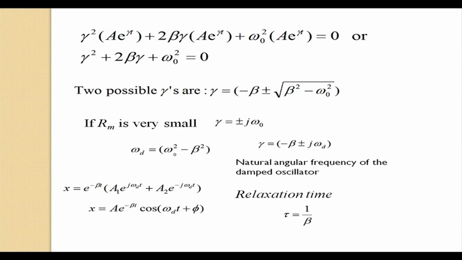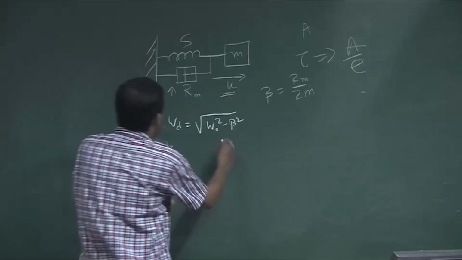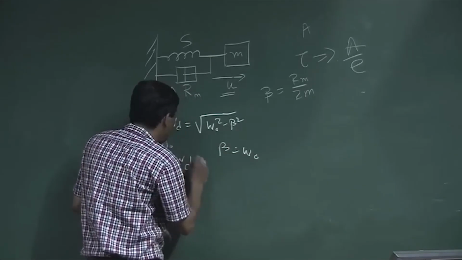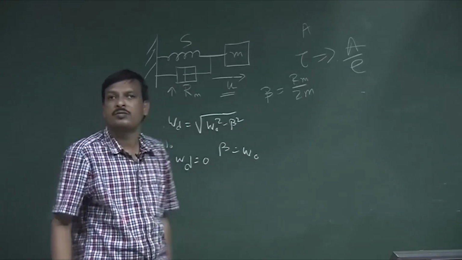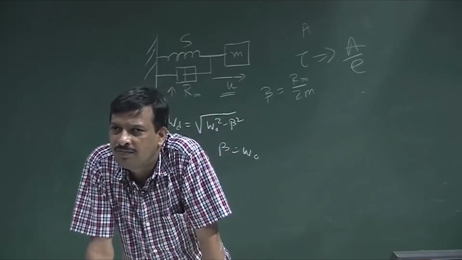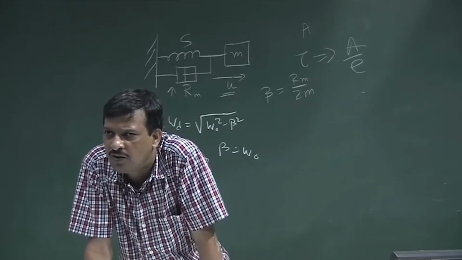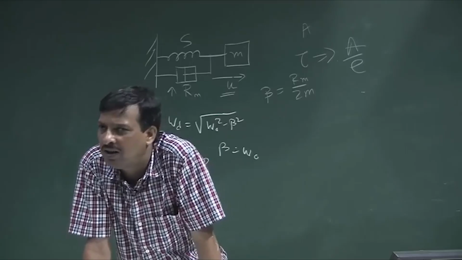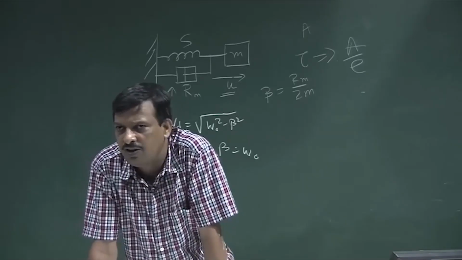We said beta is equal to omega 0, because in case of beta equal to omega 0, then omega d is equal to 0. So, there is no damped oscillation. That is why it is called critically damped. Similarly, there will be overdamped and underdamped conditions.